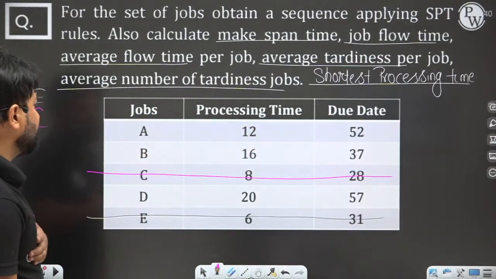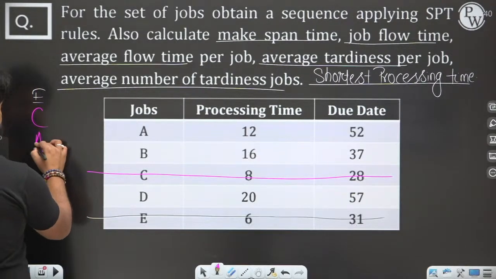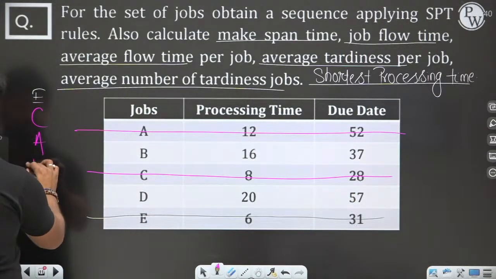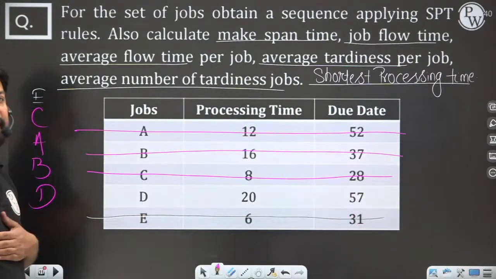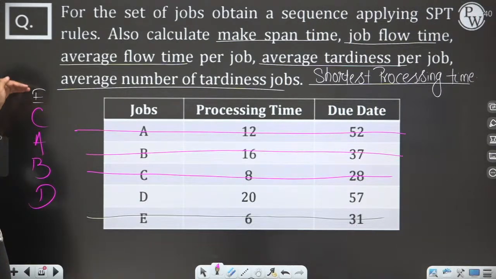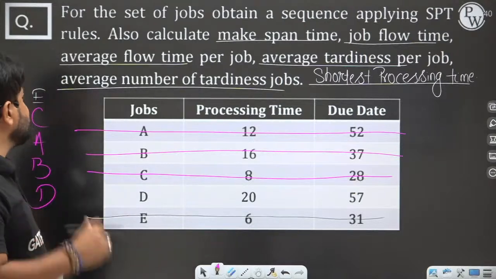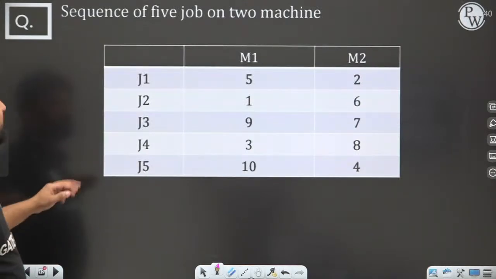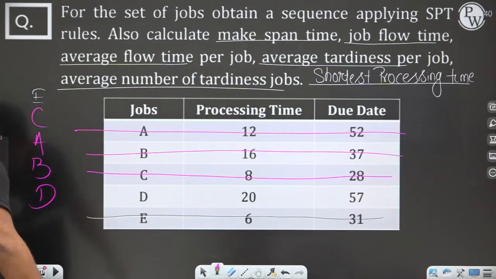Now, after C, which will go? A. Cut it down. After A, which will go? B. Cut it down. After B, which will go? D. So the sequence is E, C, A, B, D. Am I clear? Now I am going to make a sequence, my dear.